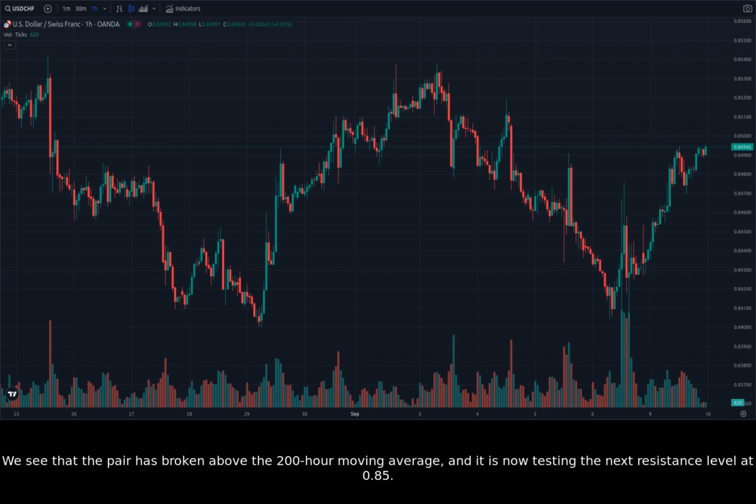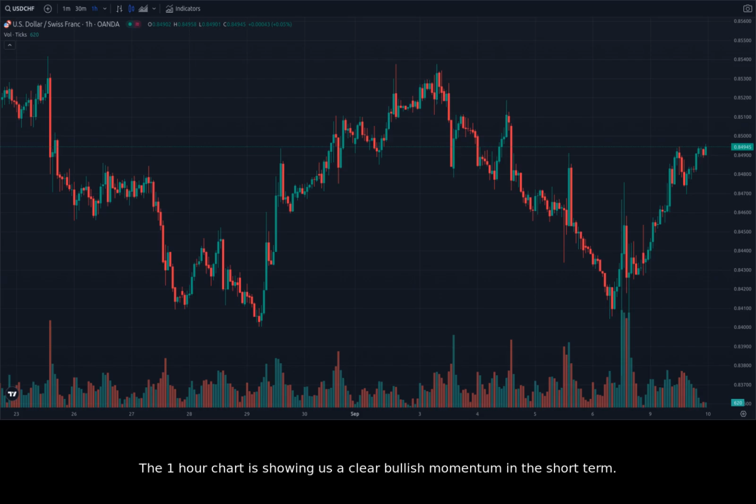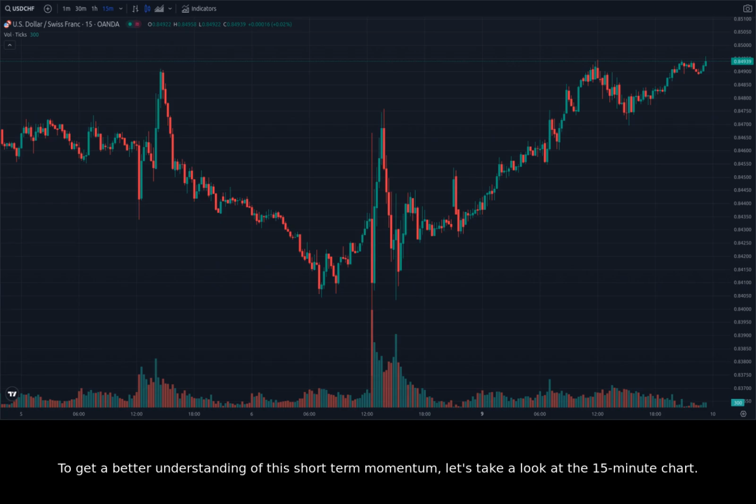We see that the pair has broken above the 200-hour moving average, and it is now testing the next resistance level at 0.85. The 1-hour chart is showing us a clear bullish momentum in the short term. However, the volume is still relatively low, and this could be a sign that the bullish move is not yet sustainable. To get a better understanding of this short-term momentum, let's take a look at the 15-minute chart. This time frame is providing us with the most detailed look at the price action.